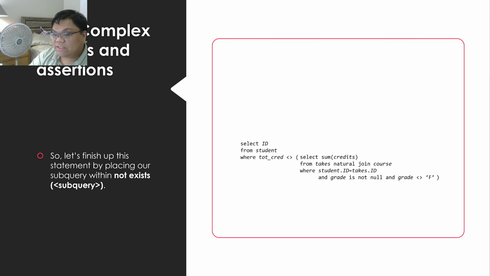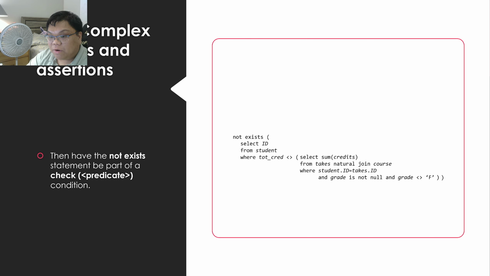So we need to take this query and stuff it inside of a not exists. So what we're doing now is making sure that no student exists whose total credits does not match the total credits of every class they've ever passed. So now we have this not exists clause, but we need that to be part of our check predicate condition. So now we're checking that there is no student whose total credits does not match the total credits of every class they have ever passed.